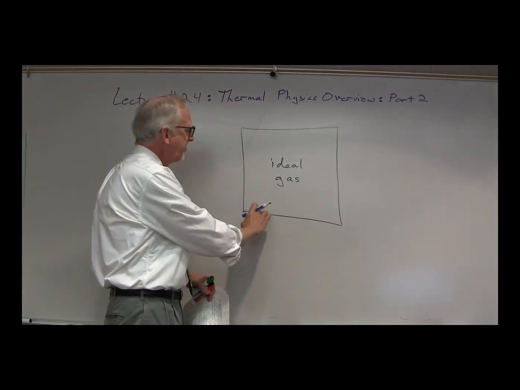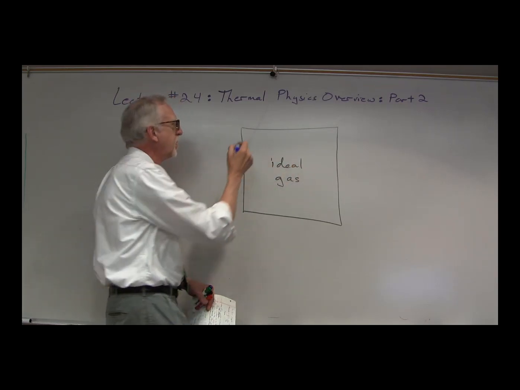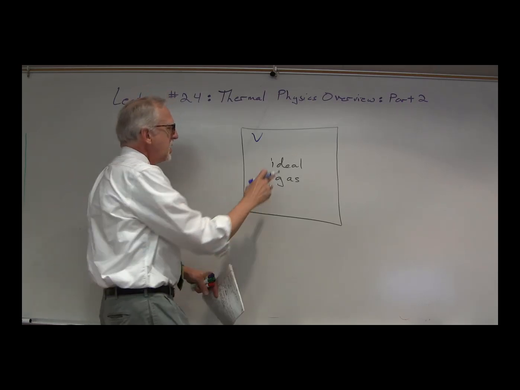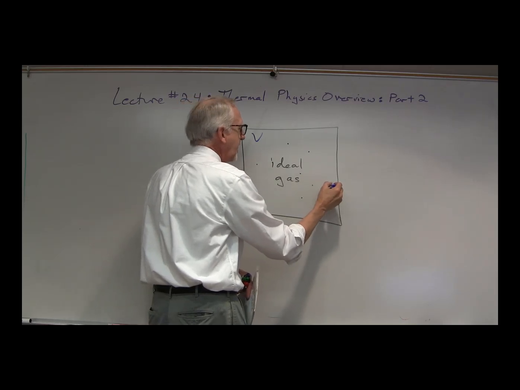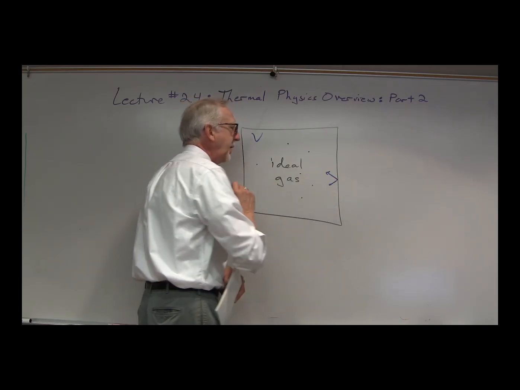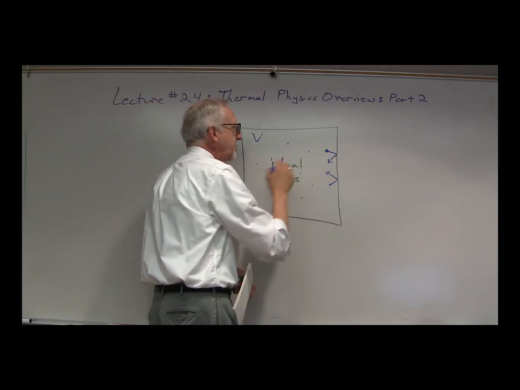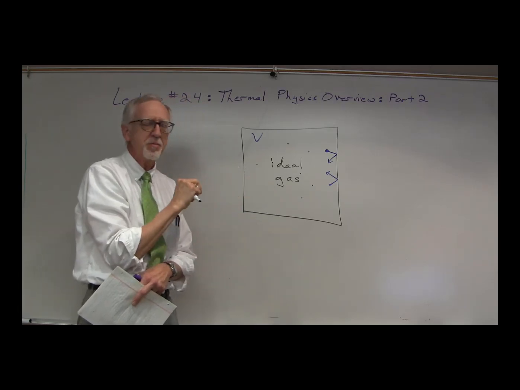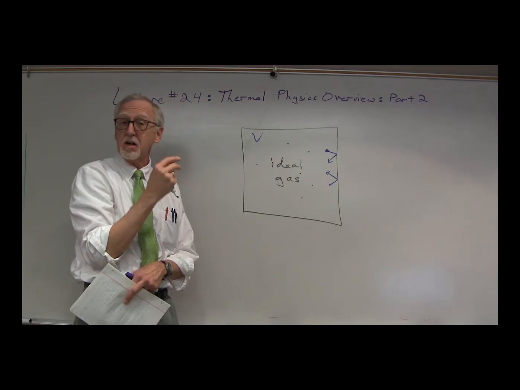Let's imagine that we've got some container with an ideal gas in it, and the container has some volume V. Now these gas atoms, particles, are moving around. They are bumping into the wall, bouncing off the wall like this. Many of these are doing this per second. We've got on the order of 10 to the 23 atoms or particles in there, hitting the walls constantly.